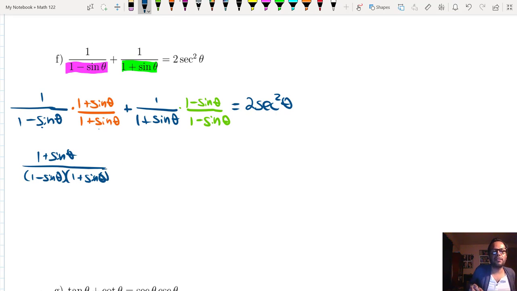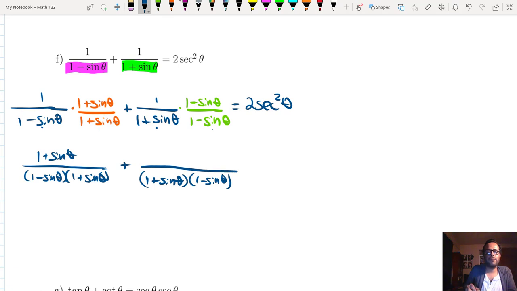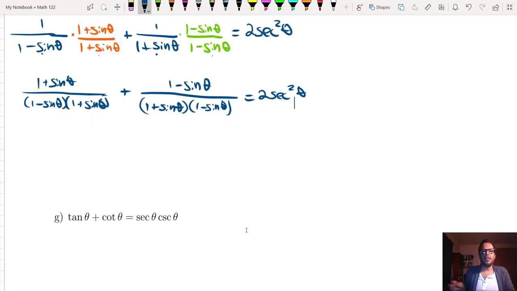Okay, and then on the second term, we're going to multiply the blue with the green. That's 1 plus sine times 1 minus sine, or we can write it down in, well, let's write it in this order. And 1 times 1 minus sine is 1 minus sine. That whole thing equals 2 secant squared theta. Notice now we have the same denominator on both fractions. We are good to go and combine these fractions together.